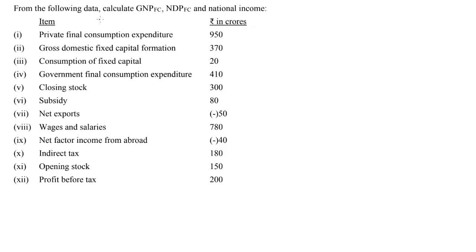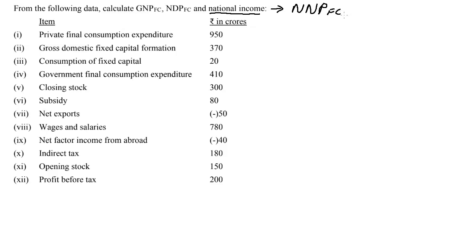Using the following data, calculate GNPFC, that is gross national product at factor cost, NDPFC, net domestic product at factor cost, and national income. Always remember, whenever they say national income, they are talking about NNP at FC, net national product at factor cost.